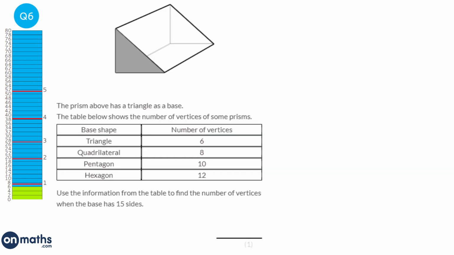If we write in how many sides each shape has, triangle has 3, quadrilateral 4, pentagon 5, hexagon 6, you'll notice the number of vertices is twice the amount of each of them. So if a shape has 15 sides, we just times that by 2, and it will have 30 vertices.